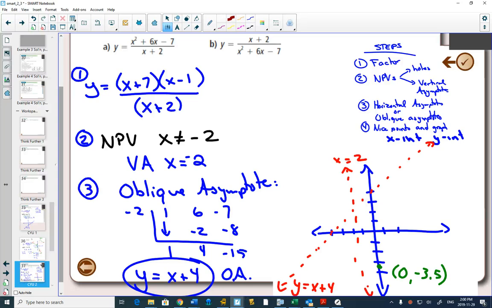X-intercepts. For your x-intercepts, remember, if you put in 0 for y and it's equal to a fraction, the only place a fraction is equal to 0 is if your numerator is equal to 0. Your numerator is already factored. Can you see that your numerator is equal to 0 at 1? And at -7.